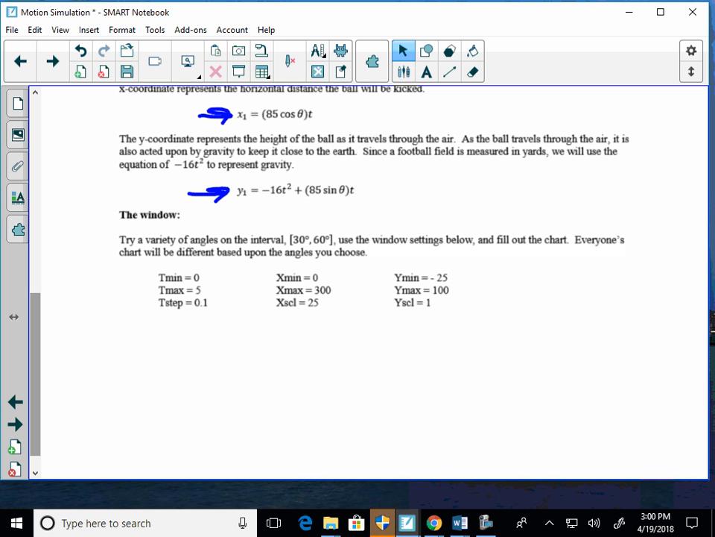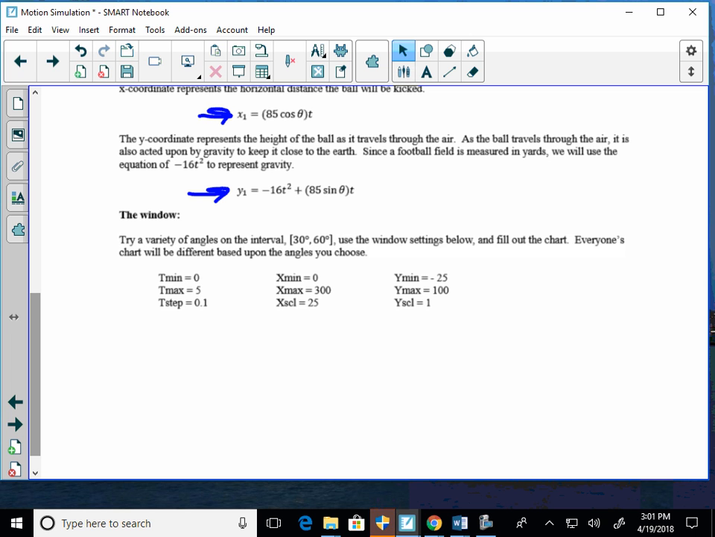I'm going to leave my T step. No, change your T step to 0.1. Okay, next, X min, I'm going to leave it at 0. X max.